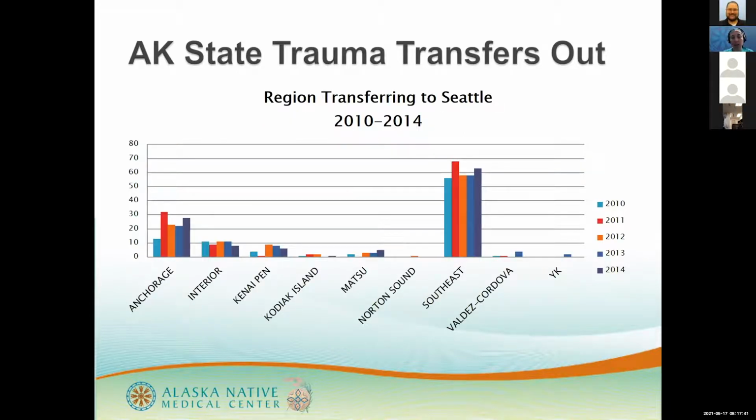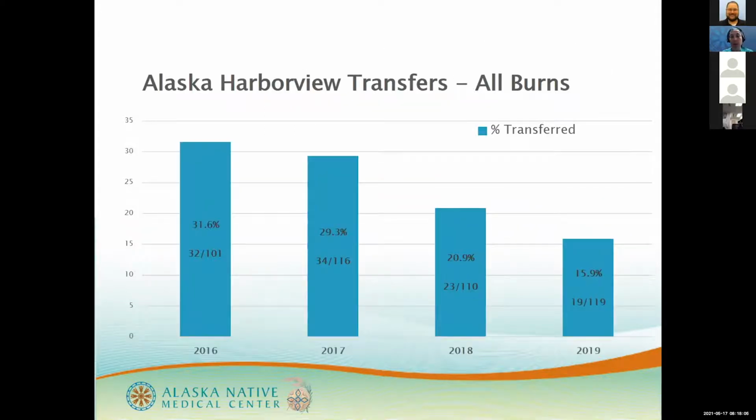Also, if you look at the regions, we know that Southeast Alaska has a lot of both geographic and financial ties to Seattle. And so we definitely see a pattern that Southeast Alaska transfers a lot more to Seattle, which is appropriate for some of those reasons. So when we looked at the last 4 years, 2016 to 2019, we looked at all burns from Alaska that were being transferred to Harborview.